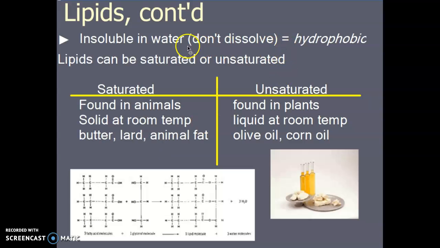And I need you to remember that fats are hydrophobic. We talked about that word when we did the cell membrane. That means they do not dissolve in water, okay?